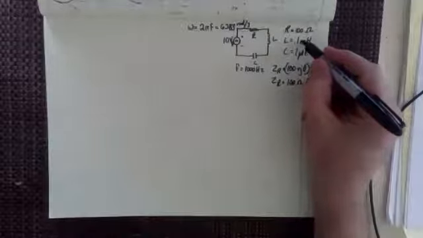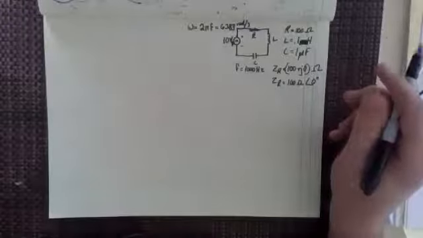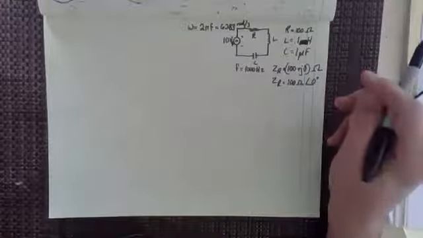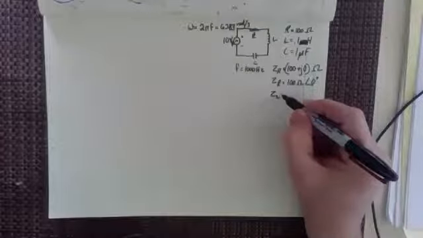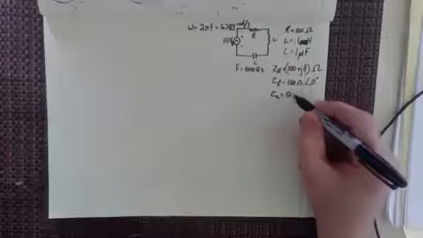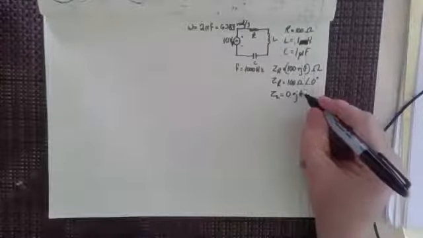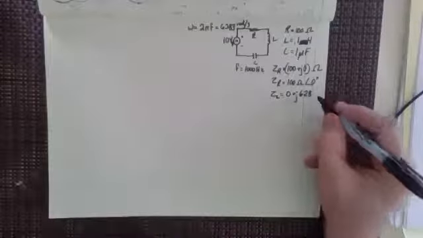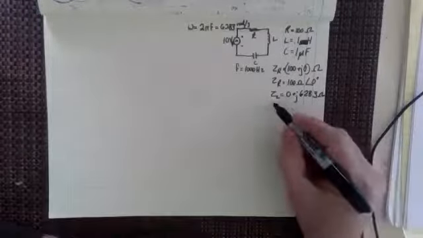I'm sorry, that's 0.1 Henry, or 100 millihenries if we want to look at it that way. So if I've got 0.1 Henries, then I can say that Z sub L is going to be 0 plus J omega, 6283 times 0.1 Henry, which gives me 628.3 ohms. So that's what our Z sub L would be, or the impedance of the inductor.